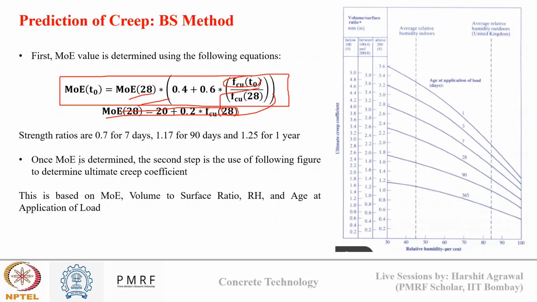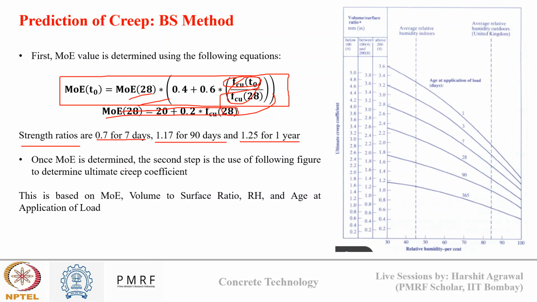Once we know the MoE value, we'll move to this figure. If you want to know the strength ratio, they are 0.7 for 7 days, 1.17 for 90 days, and 1.25 for 1 year.